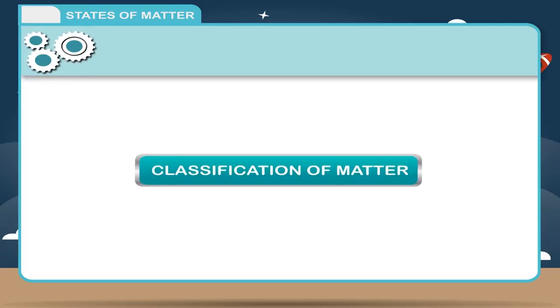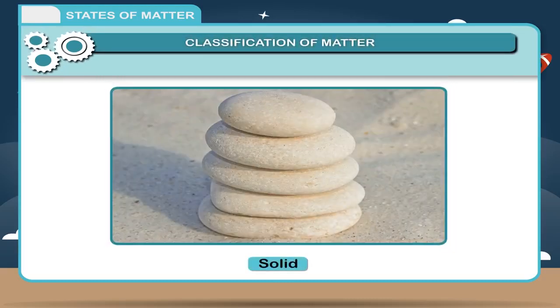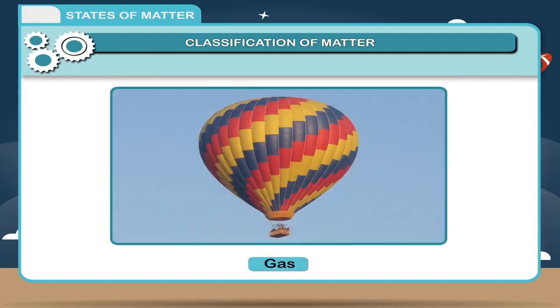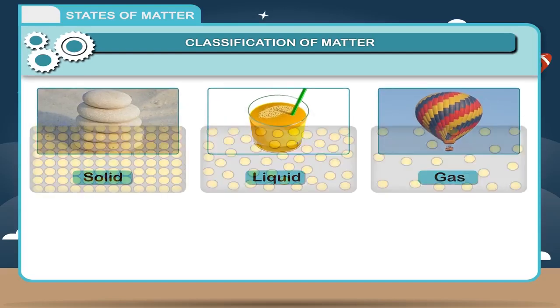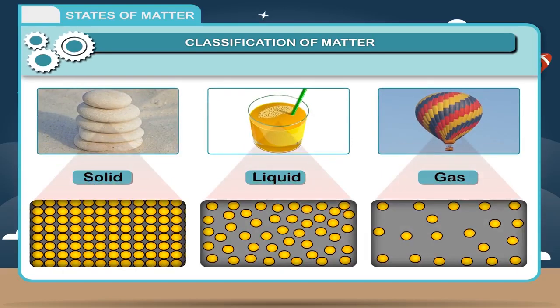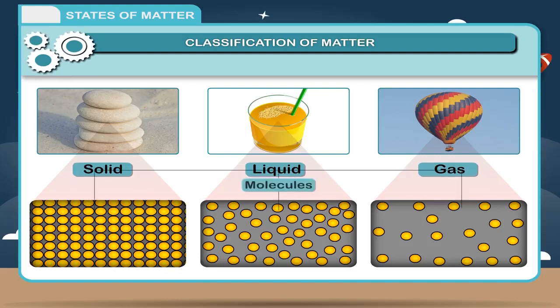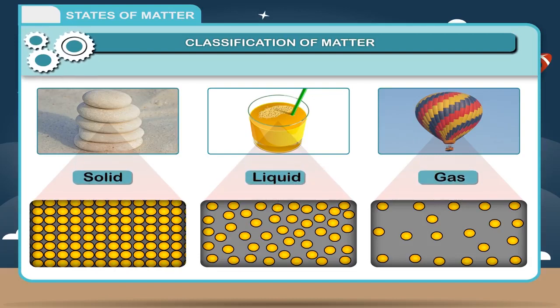Classification of matter. In nature, matter exists in three forms: solid, liquid, and gas. All three forms of matter are made up of very small particles which exist independently. These particles are called molecules. The arrangement of molecules provides shape and volume to any matter.